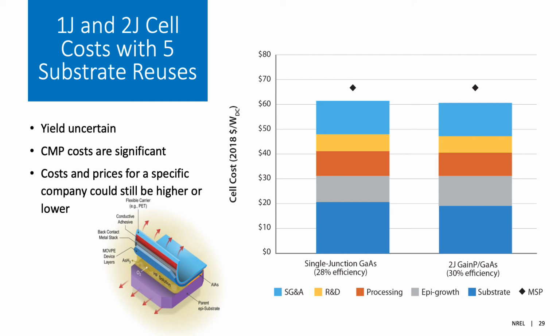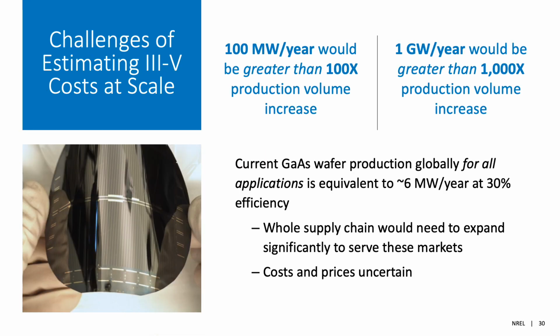And so now I want to talk to you a little bit about some of the challenges associated with trying to take these estimates that we have of cost at these very low production volumes and translate those to a high volume to understand the potential of these 3.5 technologies. Like we mentioned before, it's really several hundred kilowatts a year that is the current volume that these cells are produced at.